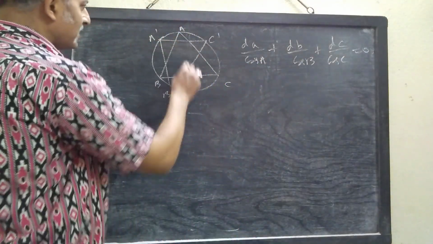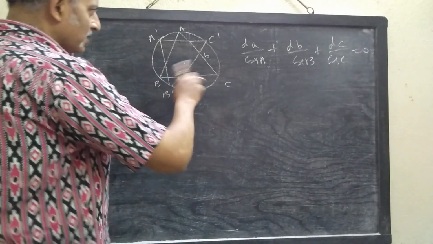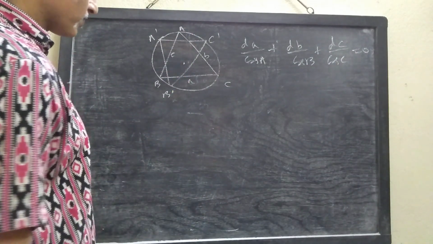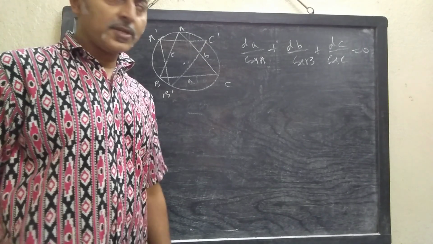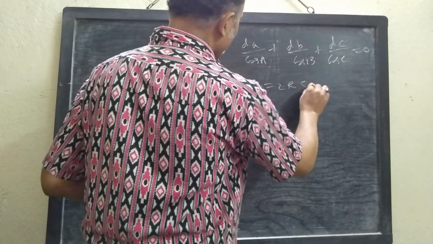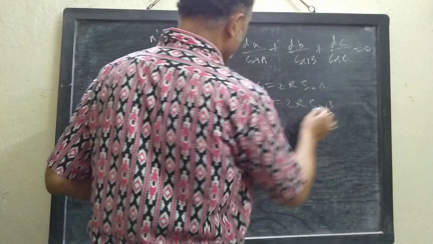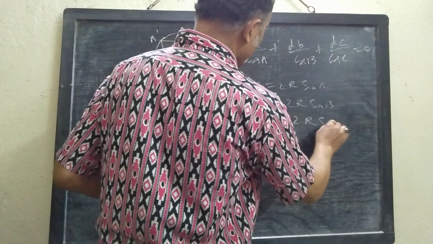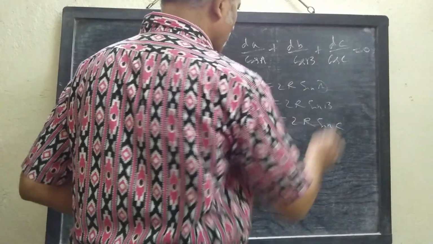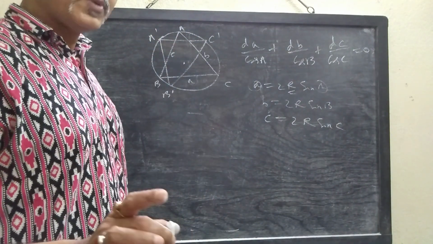You know small a is the length of the side BC opposite to the vertex A. Small b is the length of the side AC opposite to the vertex B, and small c is the length of the side AB opposite to the vertex C. So you know from the properties of a triangle that a = 2r sin A, b = 2r sin B, and c = 2r sin C. Here a, b and c are variable, but r is constant because the circle is fixed. As the circle is fixed, its radius must be fixed.